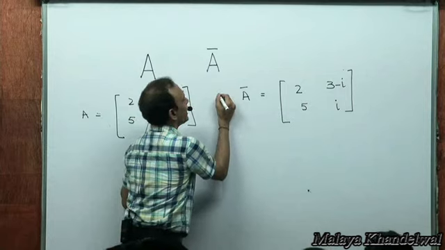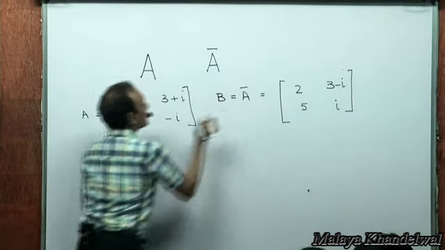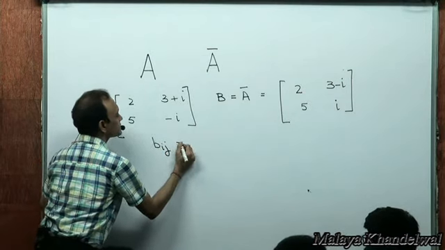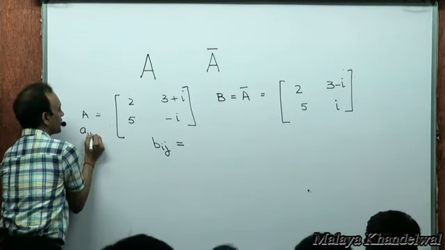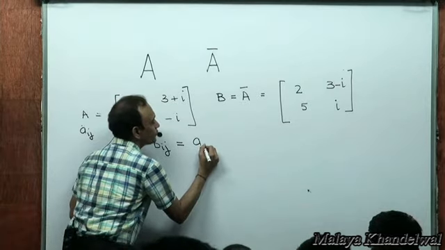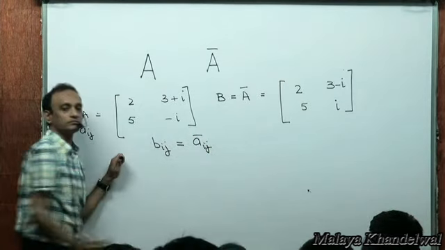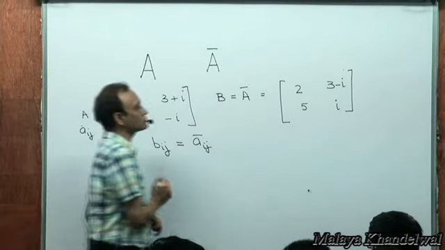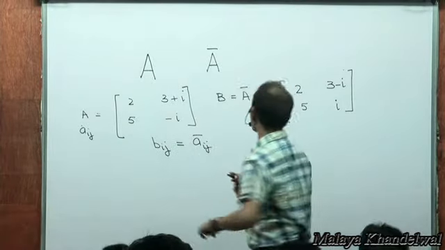That means if A bar is the matrix B, then all that it means is that B_ij would be the conjugate of A_ij. That's all. And there are some simple properties that you can see around conjugates of matrices.